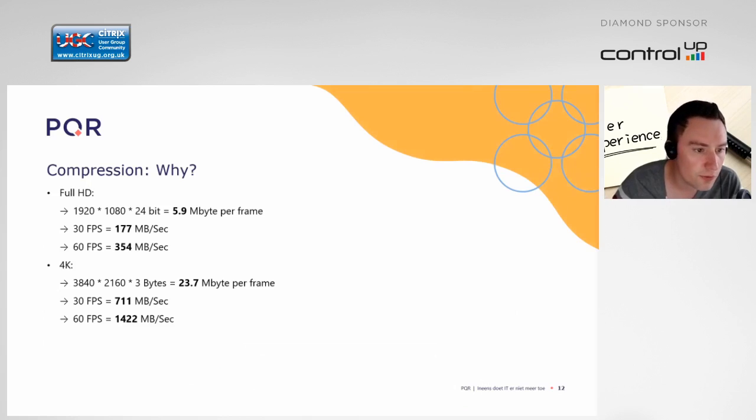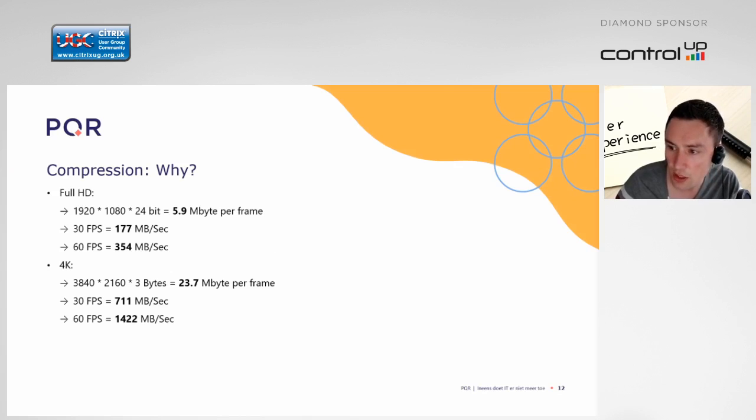If we look at a full HD resolution, just a single frame, if we save it uncompressed, it takes roughly 6 megabytes per single frame. So if you have a 30 frames per second stream or movie, it's already 180 megabytes per second. I don't think that somebody has a connection at home which can do 180 megabytes per second.